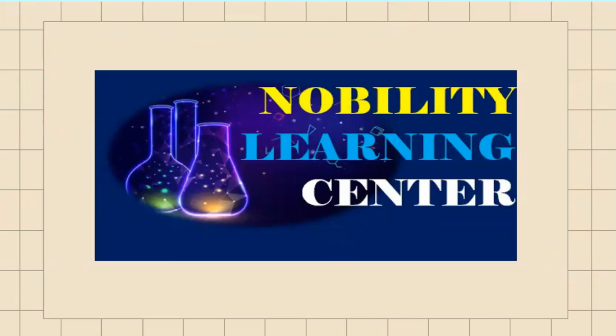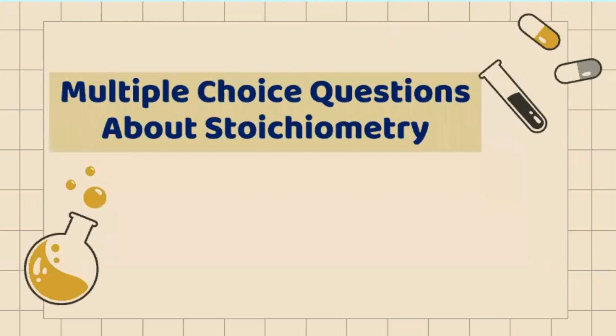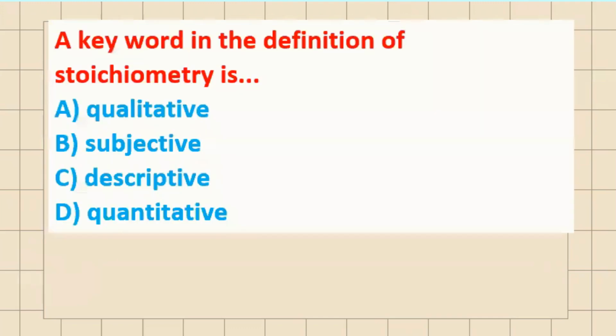Today I will present to you multiple choice questions about stoichiometry. Question number 1: a keyword in the definition of stoichiometry is A. Qualitative, B. Subjective, C. Descriptive, D. Quantitative. Which one is your answer?